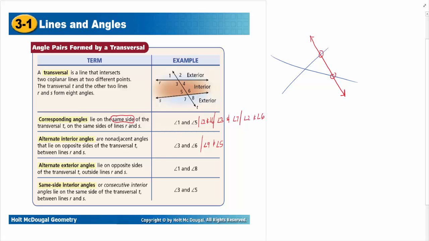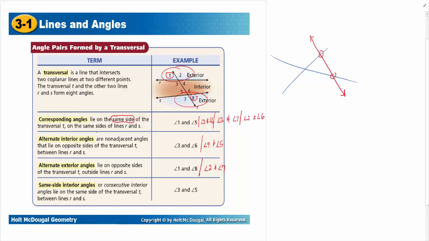Next up, we've got alternate exterior. So now we're looking out here at these 4 angles, and they gave us 1 and 8. So here's 1, here's 8. Notice they're on opposite sides of the transversal. So the other ones, hopefully you can see, would be angle 2 and angle 7.